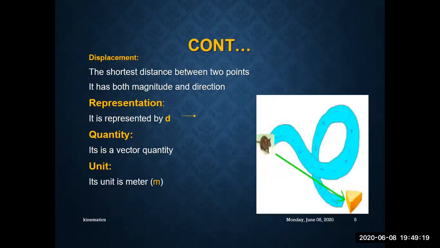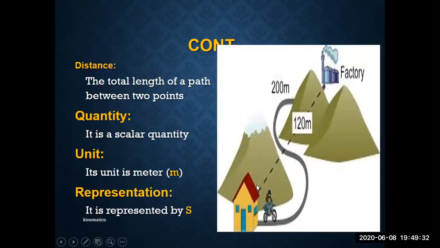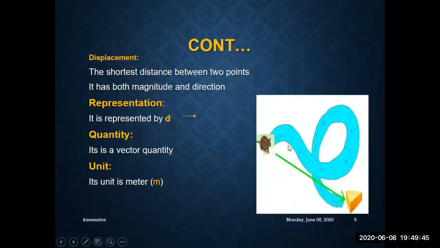Next is displacement. Displacement is defined as the shortest distance between the two points. It has both magnitude and direction. If you go from this house directly to the factory, this is the shortest distance. It is 120 meters, but in the other case it is 200 meters, and that is distance. This one will be displacement, which is the least distance between the two points. It is represented by D.